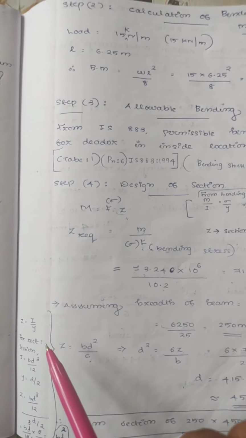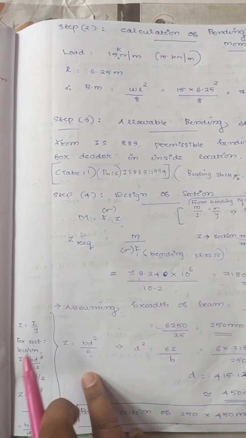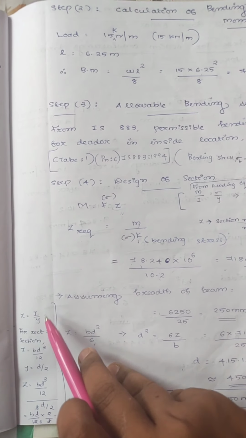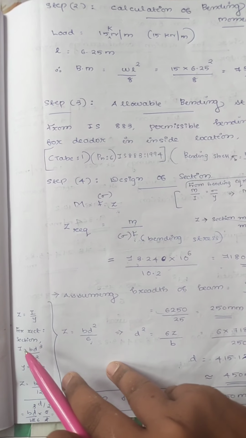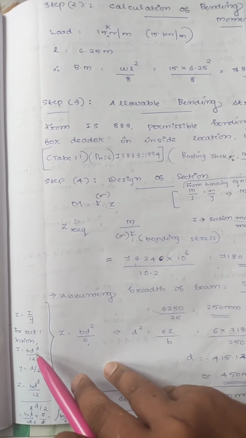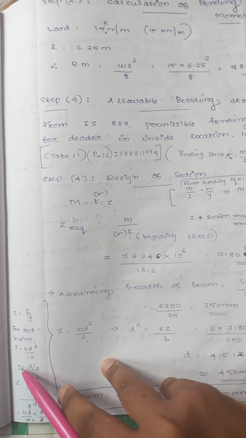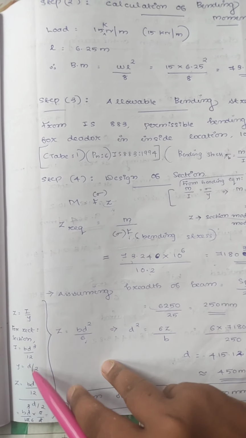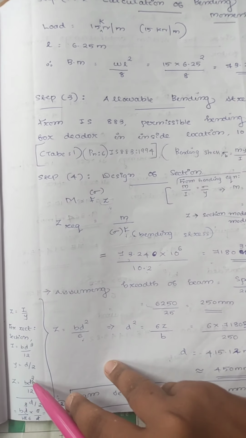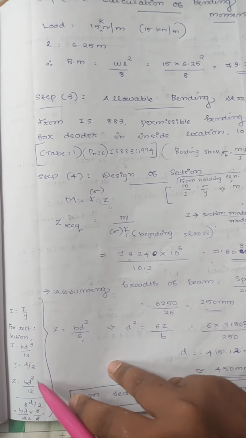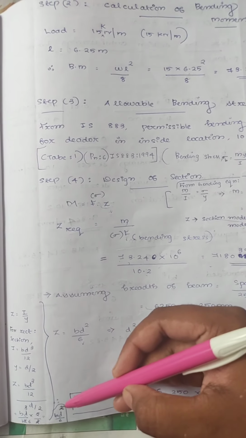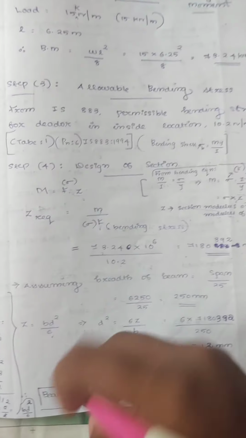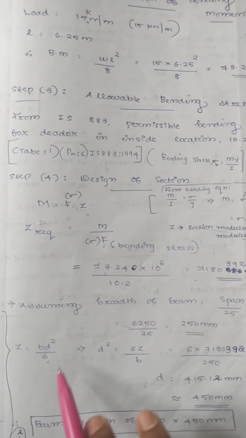How is it obtained? We know that Z is equal to I by Y. For a rectangular section, I, the moment of inertia, is equal to BD cube by 12, and Y is a distance, it will be D by 2. So Z is equal to BD cube by 12 by D by 2. Then solving this, we will get Z is equal to BD square by 6.